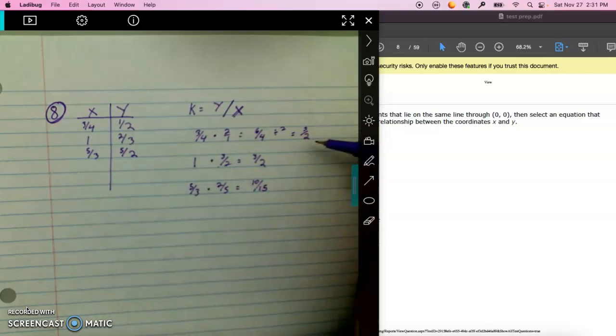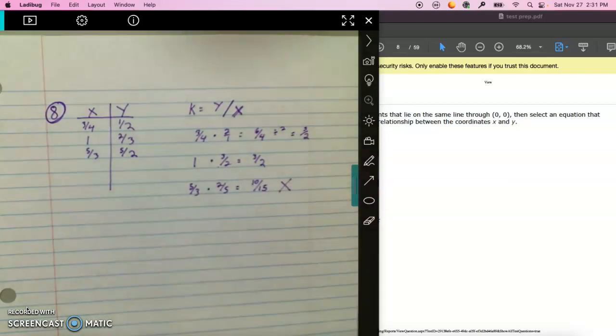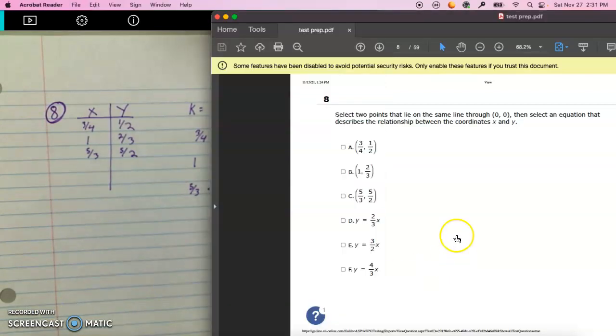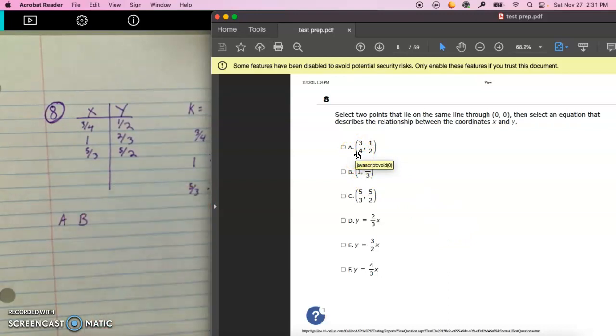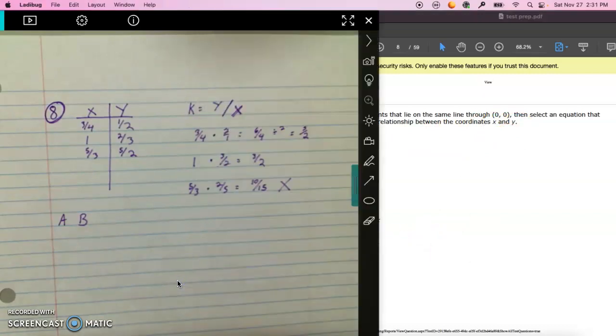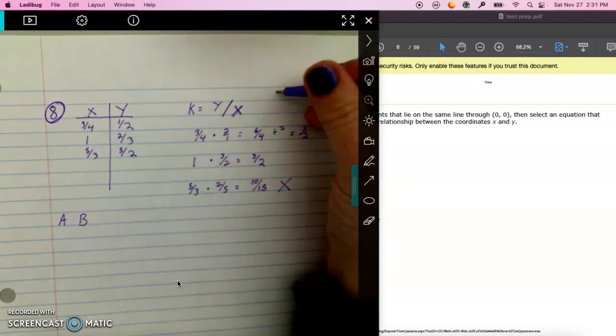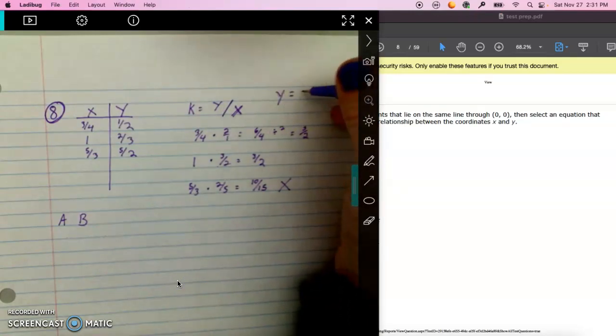Okay, so that was the first one and the second one. The third one, nope, was not the same. So we would need to choose on our answer key here, A and B. And then we need to pick the equation. Now, if you remember, our equation has a specific formula as well. It is that y is going to equal the constant times x.